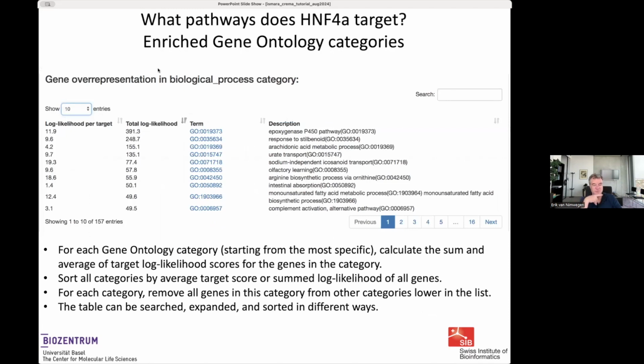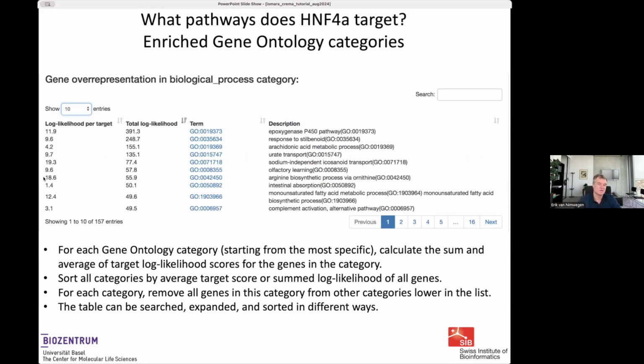So basically what we do for each gene ontology category, starting from the most specific ones, we calculate the sum of these log likelihood scores and the average of the target log likelihood scores for the genes in the category. And then we sort all the categories by these average scores. So you get a table.